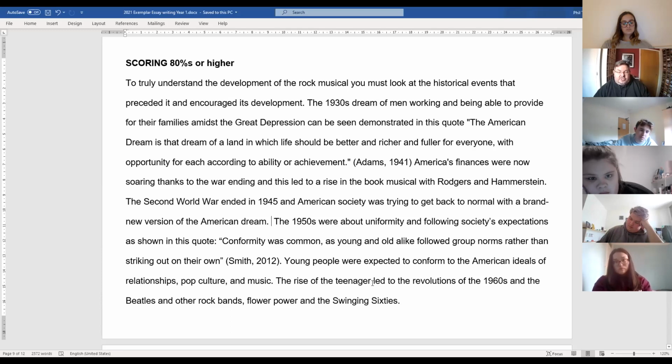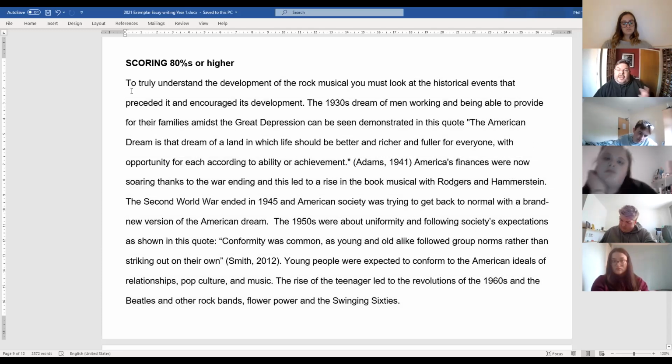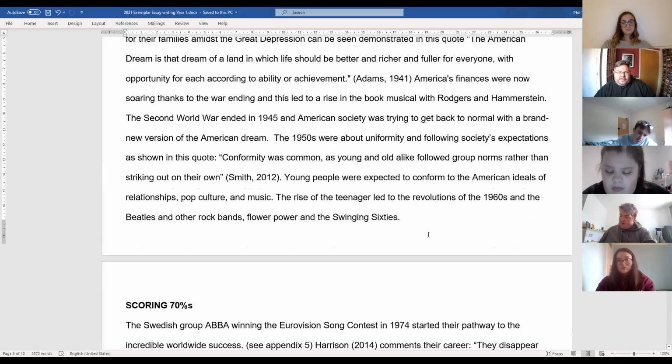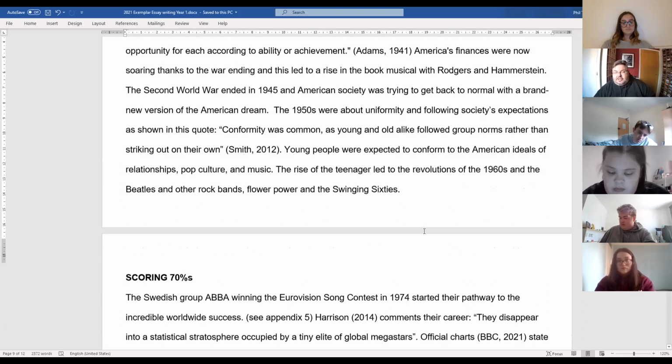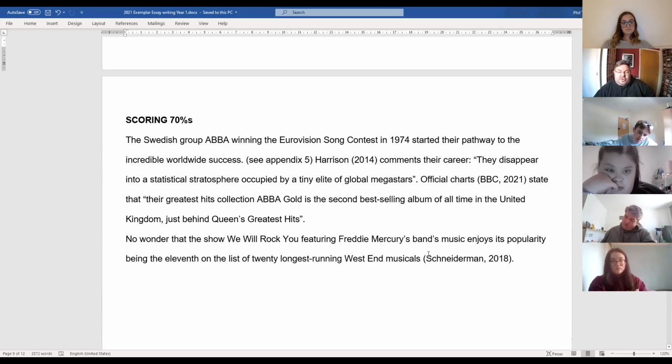And it talks about then the rise of the teenager, and we're about to introduce the Beatles, rock bands, Flower Power, and the swinging 60s. So that's a very good introduction, saying this is what was happening before we got there, and then in the 60s we got into rock music, and then it would go on to talk about rock music and how Hair utilised the rock band in the score, and the songs were very much like the songs people were singing in the charts, etc. So that is like an outstanding part of an essay. 70s is still excellent, and we're still looking for detail, we're looking for analysis, we're looking at comparing and contrasting different views, etc., synthesis.